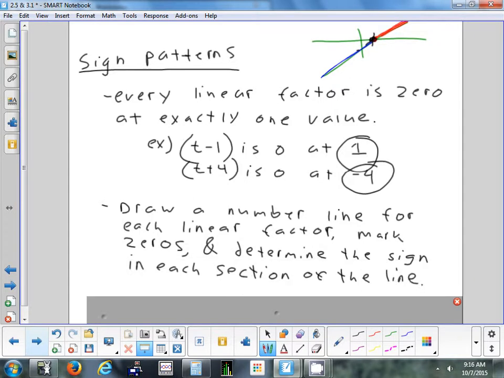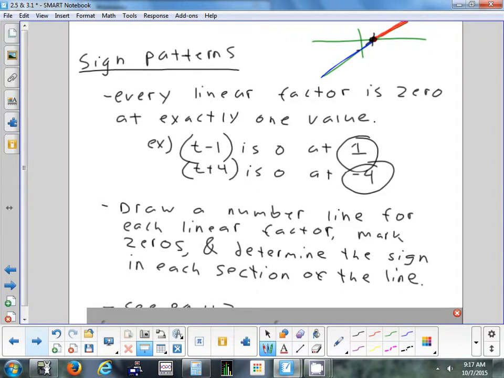So we have to determine where we're negative and where we're positive. Usually numbers to the left, smaller numbers than this, give you negatives. Try it in this one. Pick a number on the number line that's to the left of negative 4. Try like negative 6. Plug it into t plus 4, you'll get a negative. Take a number to the right of negative 4, like 0. Plug it in, you'll get a positive.